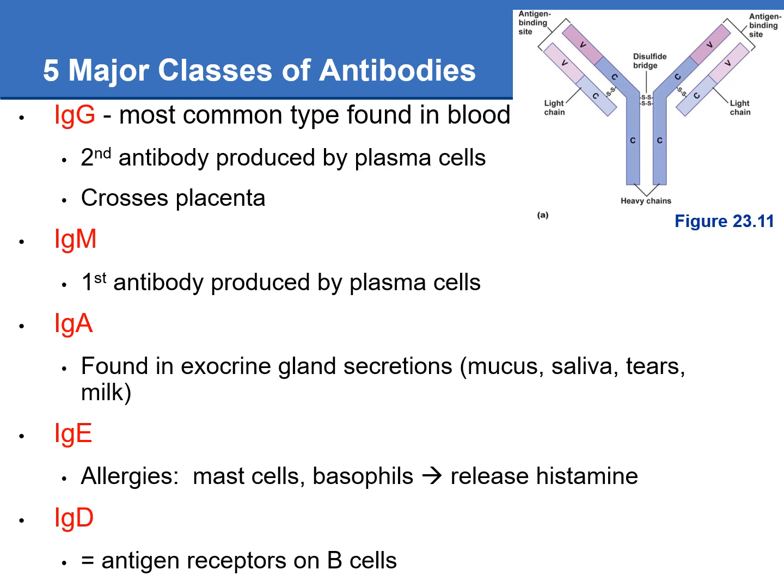The IgE antibodies are involved in allergies, and they will stimulate the mast cells and basophils to release histamine, which causes the signs of allergies. And then the IgD antibodies are found on the B lymphocytes. They're the receptors.